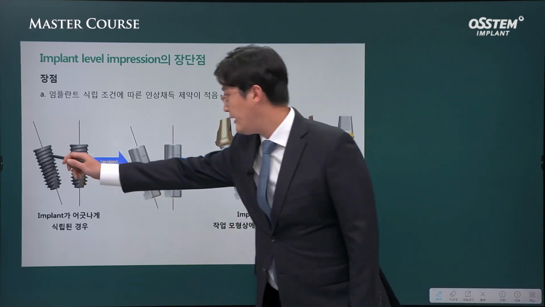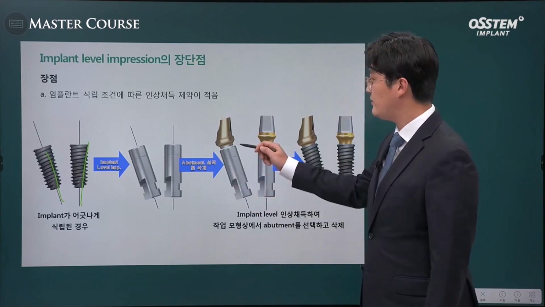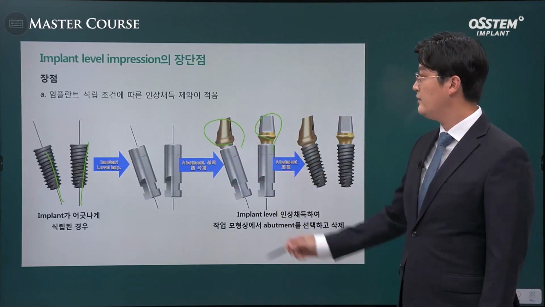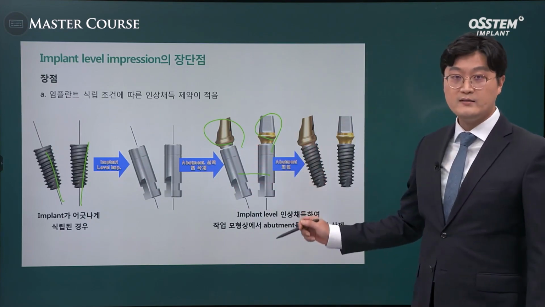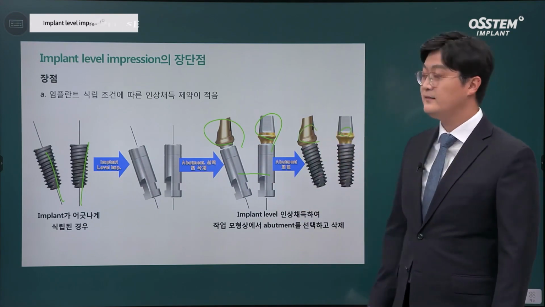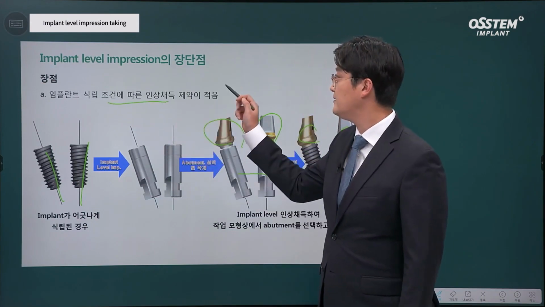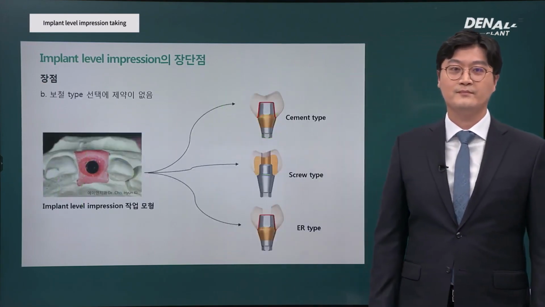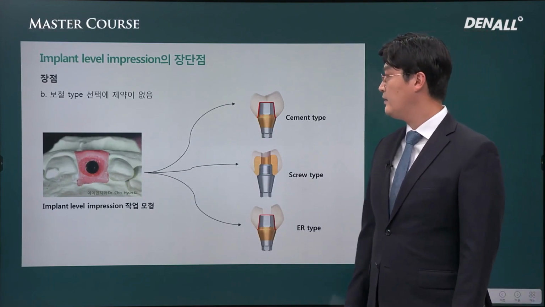Advantages: when implants are placed not in parallel, there is no need to choose abutments in the mouth. So after taking implant level impression, abutments can be selected on the model extraorally. That's the advantage. How implants are placed doesn't pose any restrictions. Thus, no restrictions in choosing prosthetic types.